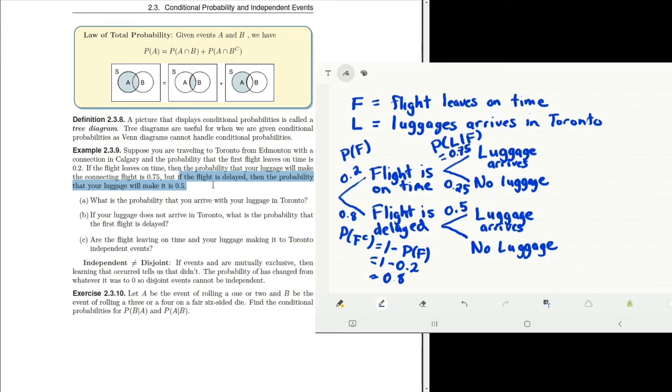Okay, and again, this is a conditional probability. So it can be written as the probability that your luggage arrives given that the flight is delayed. And by the complement rule, we can find the probability that your luggage doesn't arrive given that the flight is delayed, which is 1 minus 0.5, which is 0.5.